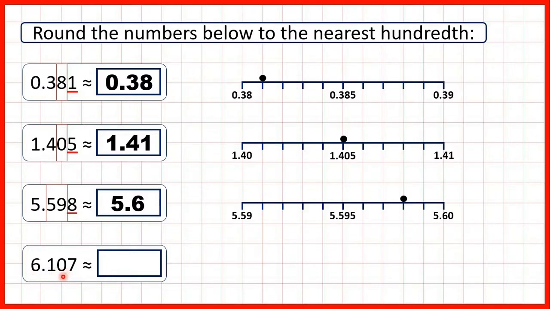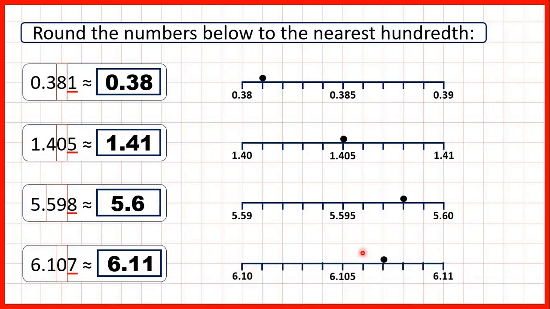6.107. To round to the nearest hundredth, we find our hundredths place and look to the thousandths. Here we have a 7, so because it's 5 or more, we know that we're rounding up. So the 0 in our hundredths becomes a 1, and digits to the left stay the same, so we have 6.11. On a number line, we can see that 6.107 is closer to 6.11 than it is to 6.1 or 6.10, so that's why we round up.